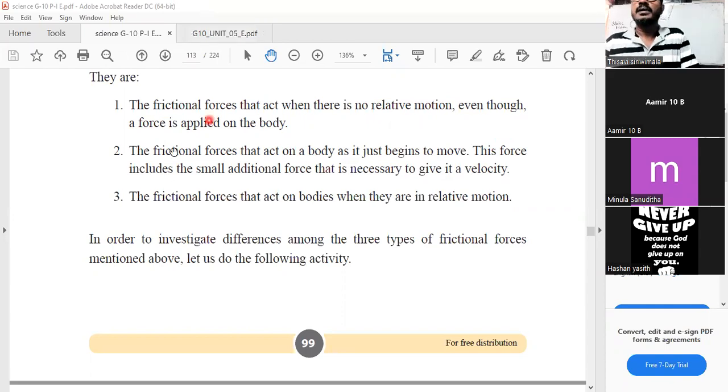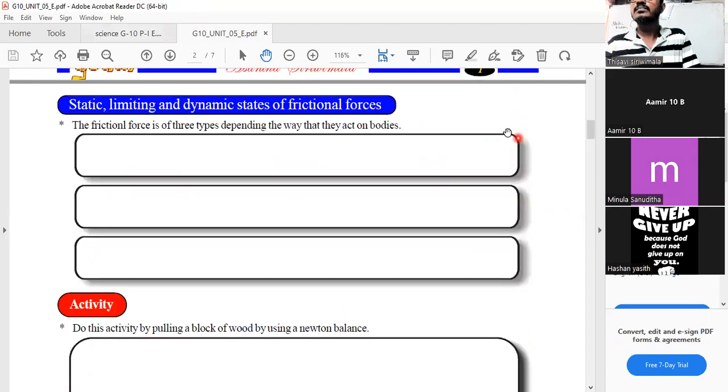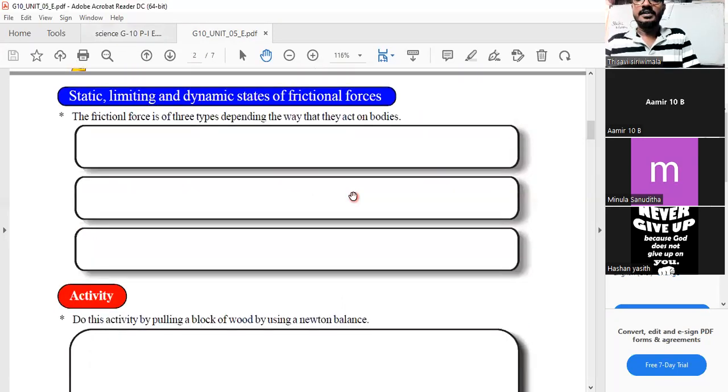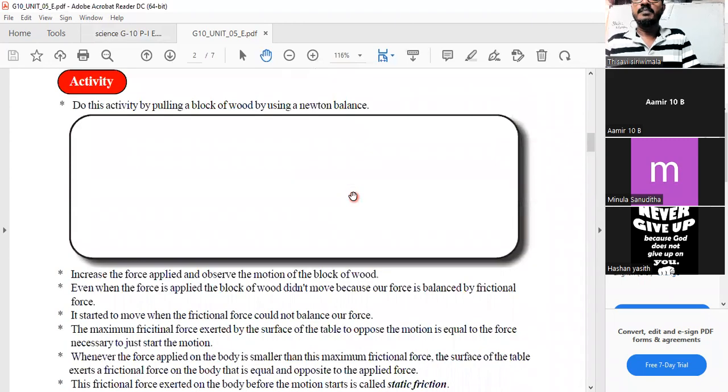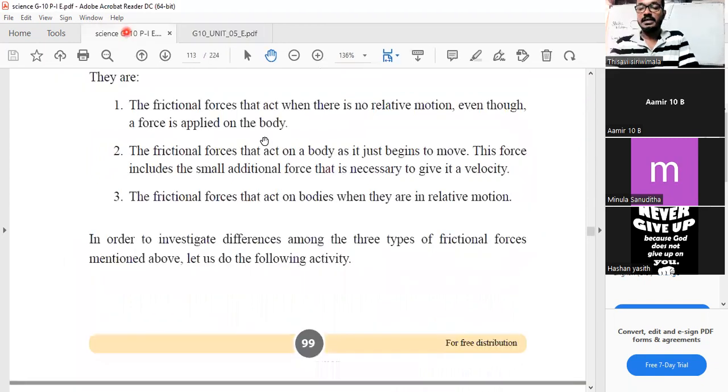Are you okay? So we'll continue. Activity. Do this activity by pulling a block of wood by using a Newton balance. Now here you have to draw this diagram. I'll take it onto the screen.